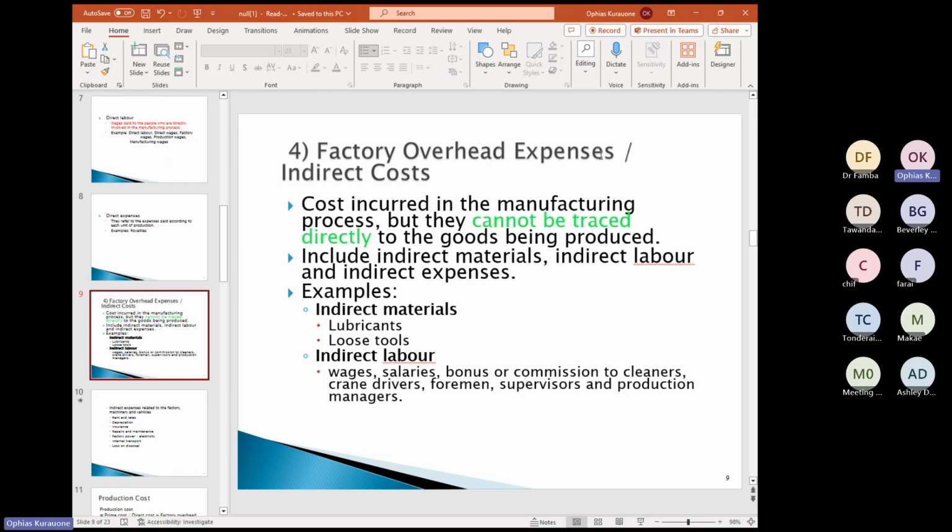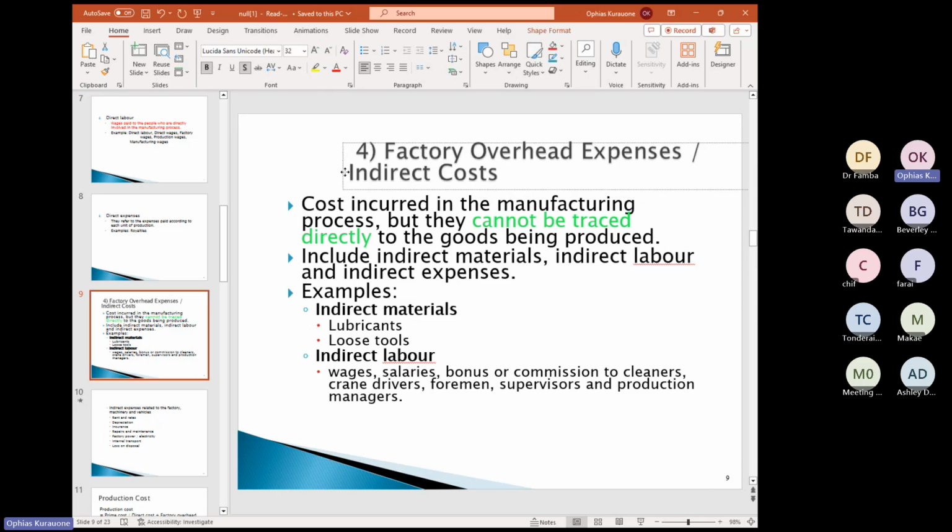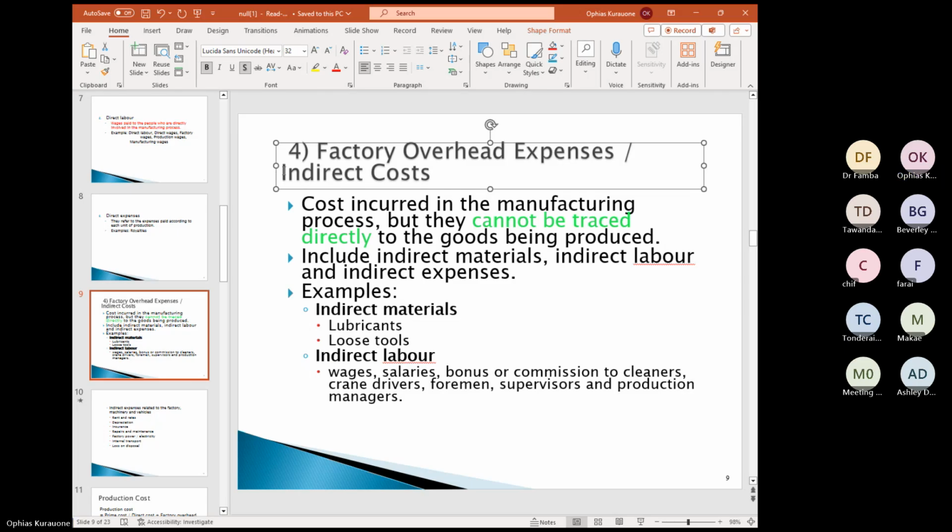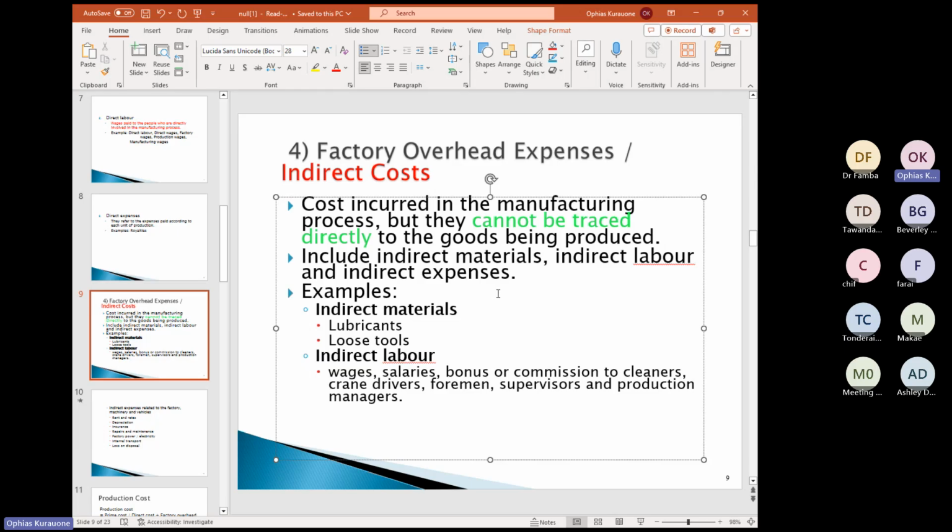We've got factory overhead expenses. The factory overhead expenses, you can call them indirect costs, because they are not directly related or attributable to the production of goods and services. These are costs incurred in the manufacturing process, but they cannot be traced directly to the goods being produced. That's called indirect costs.